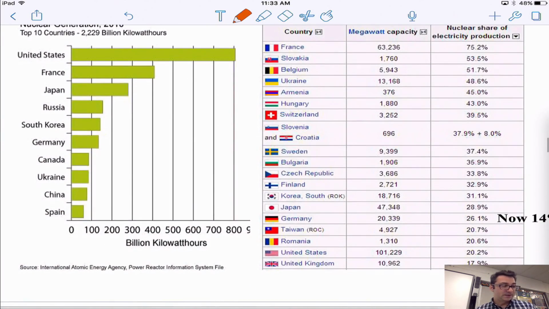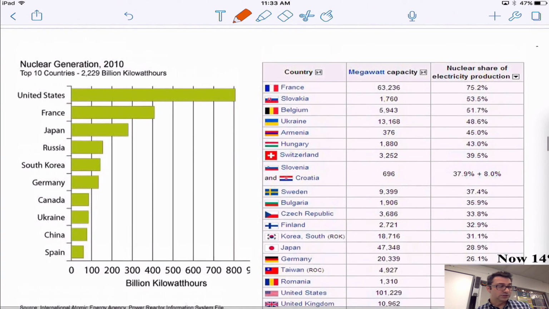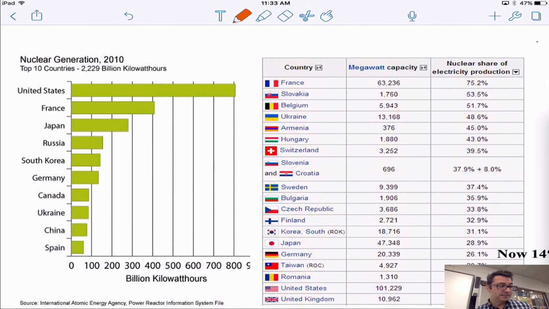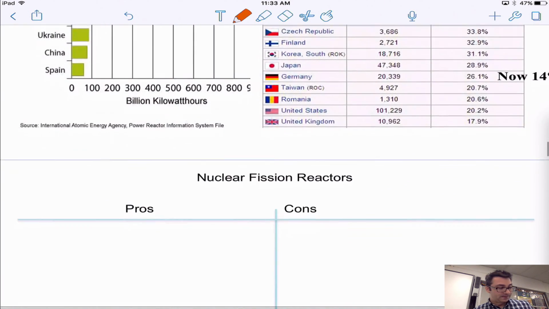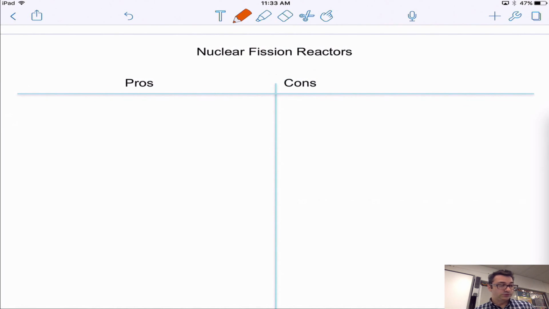Here's just another schematic for you. It shows how different countries are generating different amounts of nuclear power, and you can see the United States by far is one of the largest producers of nuclear power. And then showing you here, this is the capacity that's generated. Okay. We'll talk about this in class, nuclear fission versus nuclear fusion, and also the pros and cons of nuclear fission.